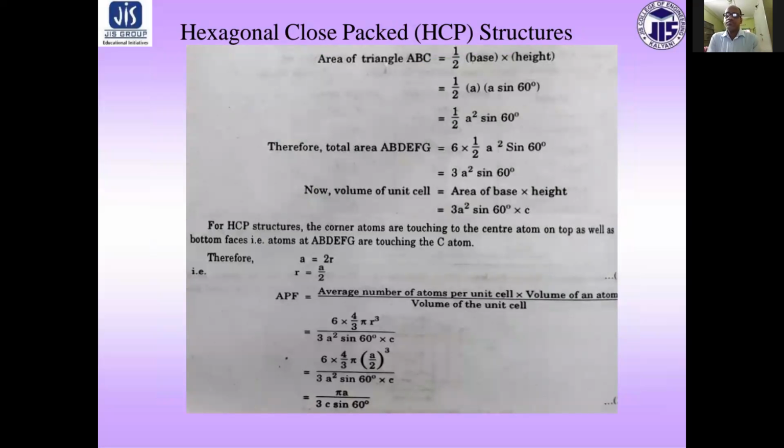Now we need to find the area of the triangle ABC to find out the total area of the hexagonal base. It is given by the simple formula half into base into height, and the height in terms of a is sine 60 degrees. So that will give us half into a square sine 60 degrees.